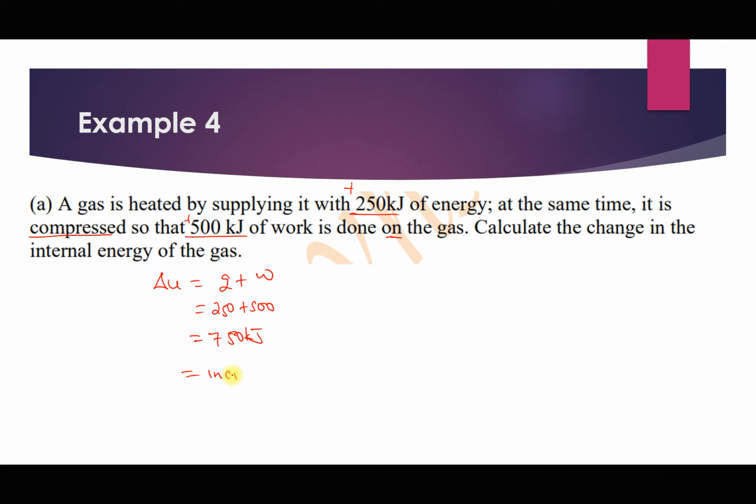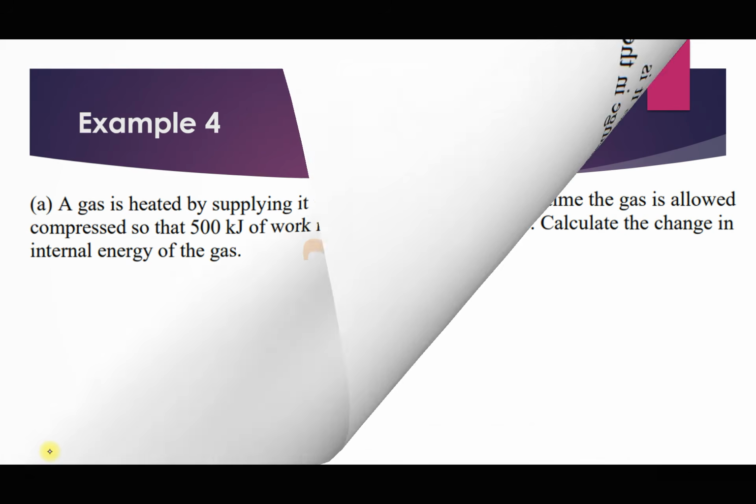This is an increase in internal energy. It is an increase because delta U is positive, or the result we have obtained is positive, so it is an increase according to the sign convention. Okay, that is part A.